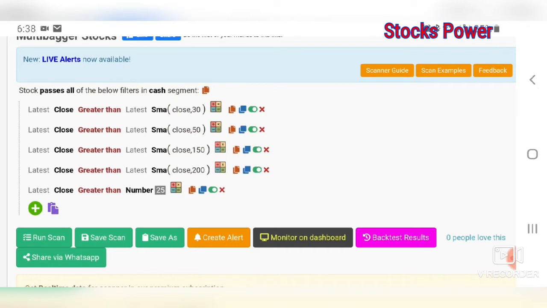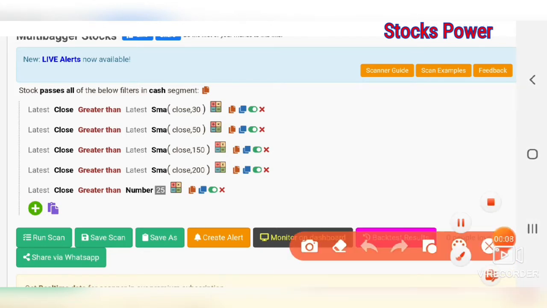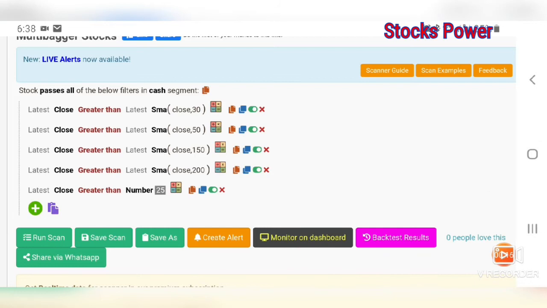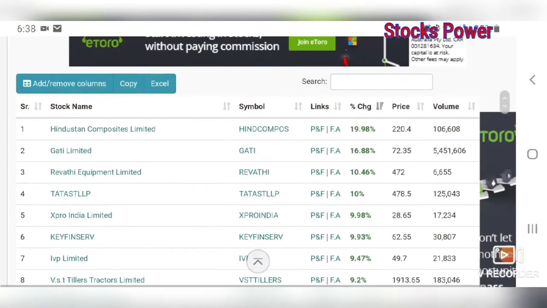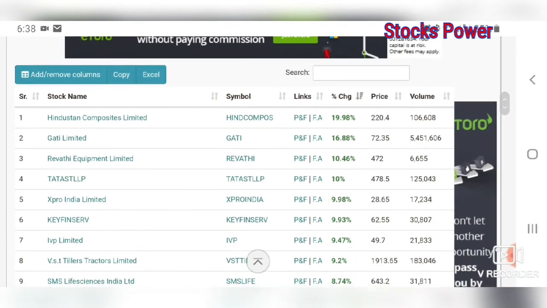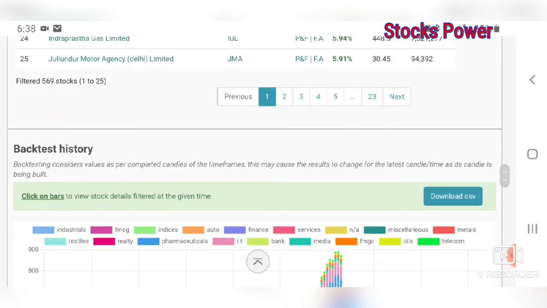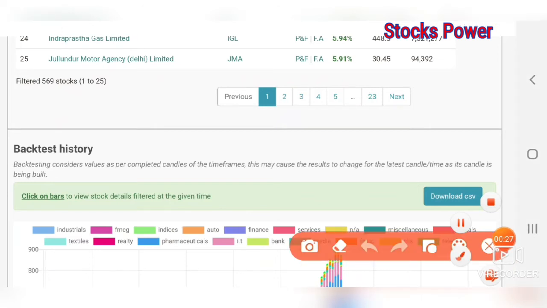After creating the charting screener we have to run this screener. Here is the green button, we have to run it. We have to click on that, then the stocks will get filtered. So after that the stocks got filtered. See how many stocks we have got filtered. Total 569 stocks got filtered.